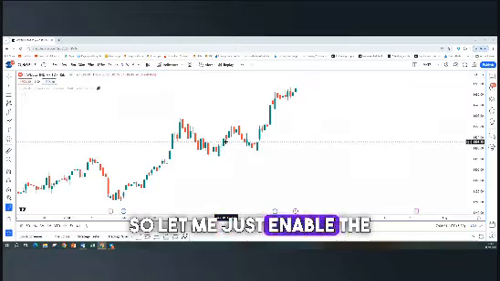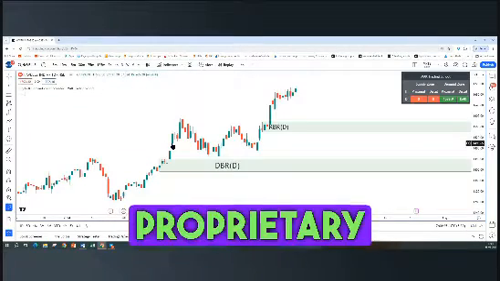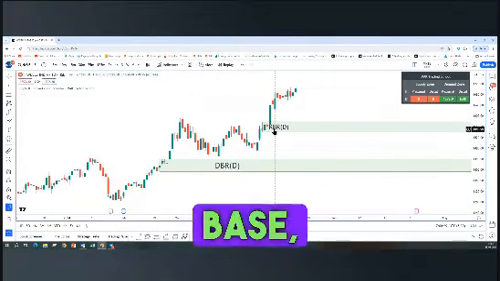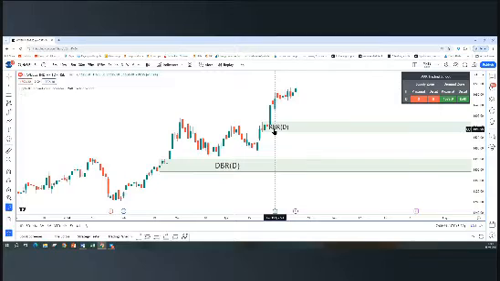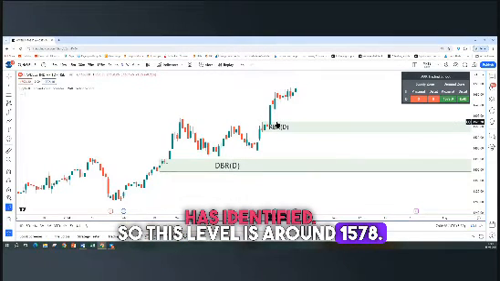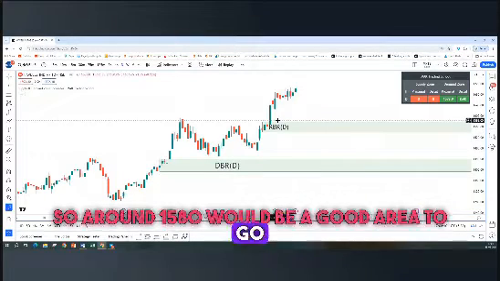So let me just enable the supply and demand zone indicator. So this is a proprietary indicator. Once I have enabled that, you see there is a rally institutional demand zone which the indicator has identified. So this level is around 1578. So around 1580 would be a good area to go long.